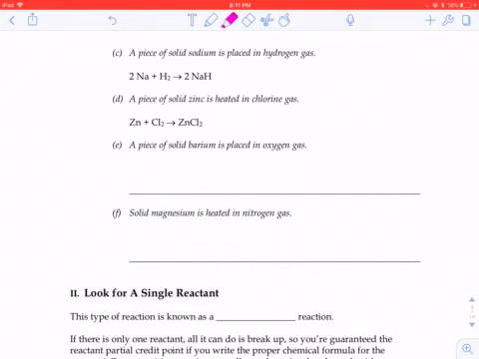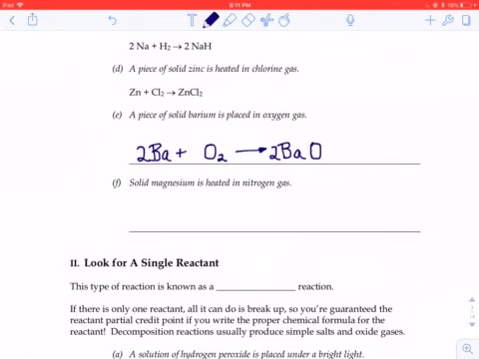A couple more examples. Here's one. If we wanted to take a piece of barium and add it to some oxygen, oxygen's a diatomic, so we'd write O2. Our barium and oxygen would come together to form the oxide. Barium's +2 in ion form, oxygen's -2 in ion form. So +2, -2, we would just write BaO, and then we'd have to balance the reaction overall.